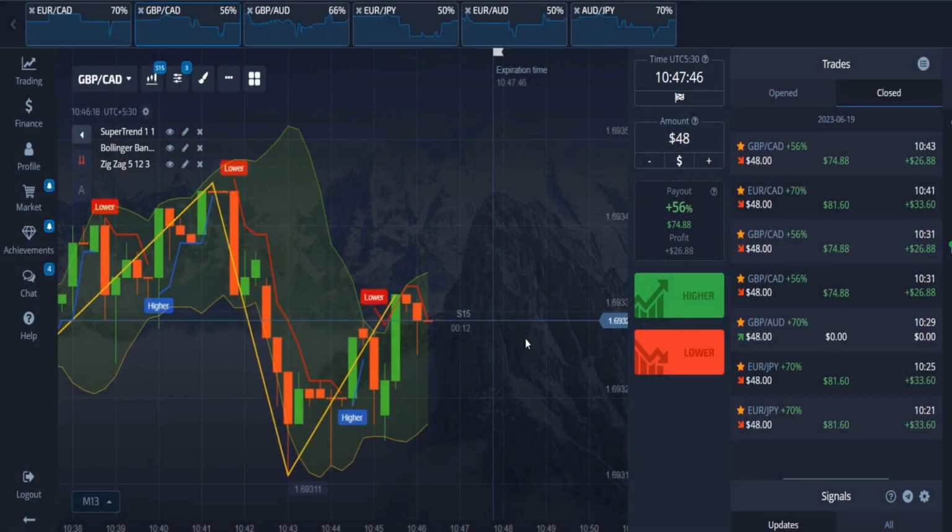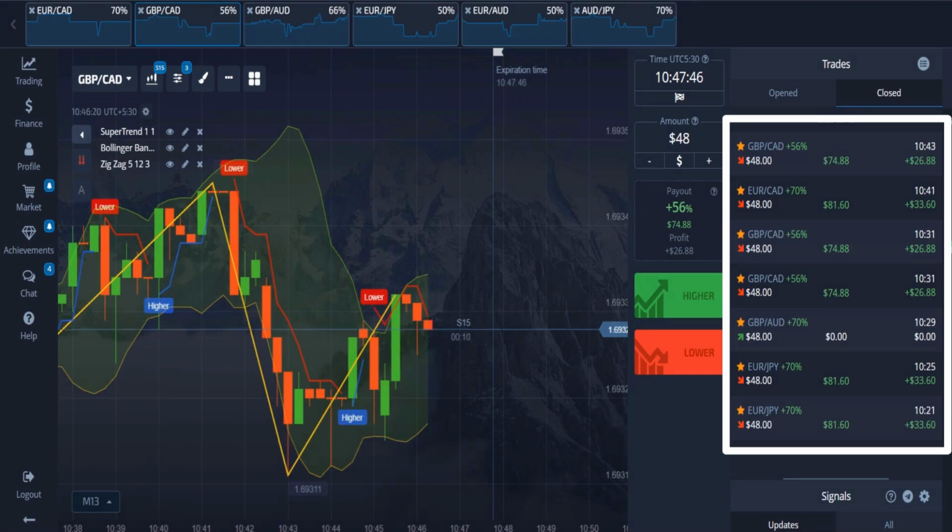Alright guys, that's it for today. I hope this strategy helps you out and guides you toward earning more. Make sure to master this strategy, as it could become one of your best tools for taking profits to the next level.